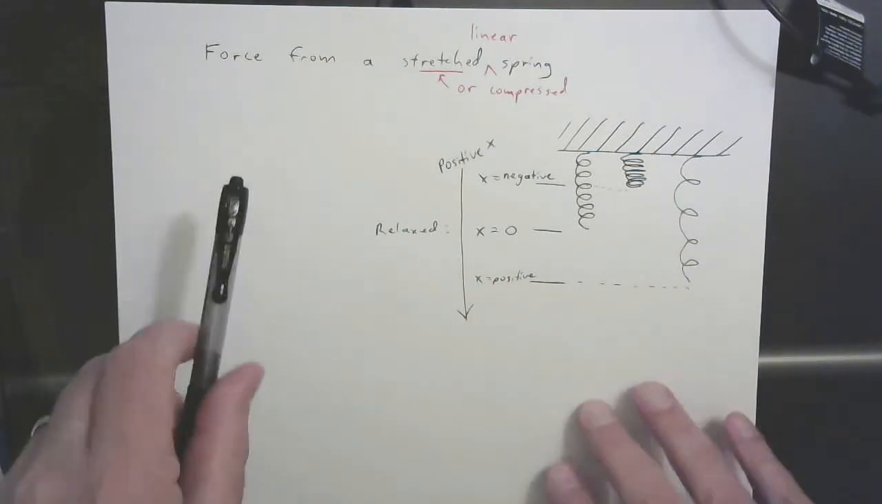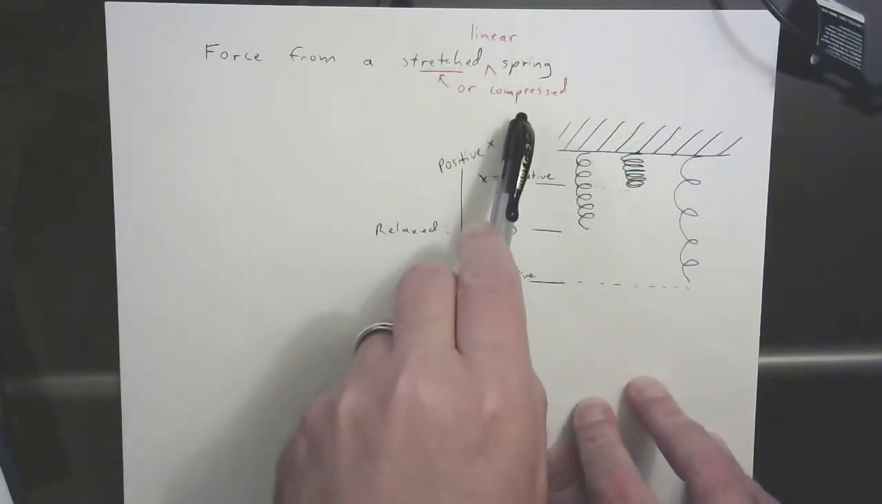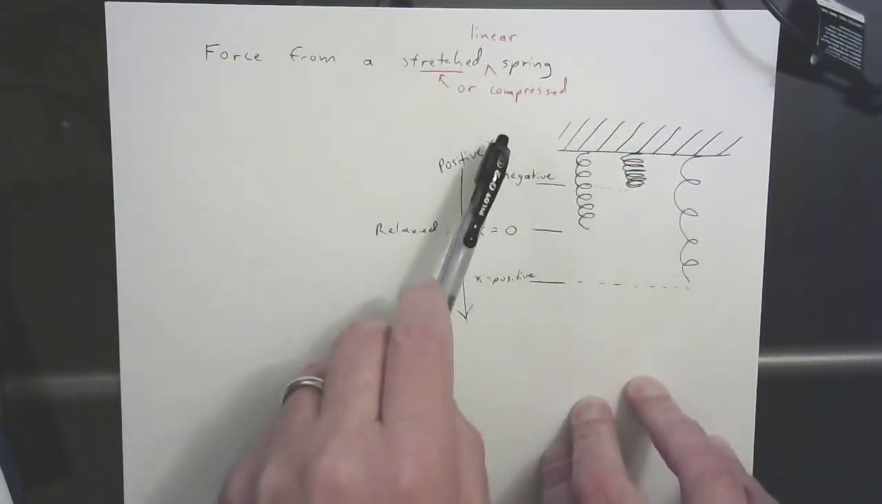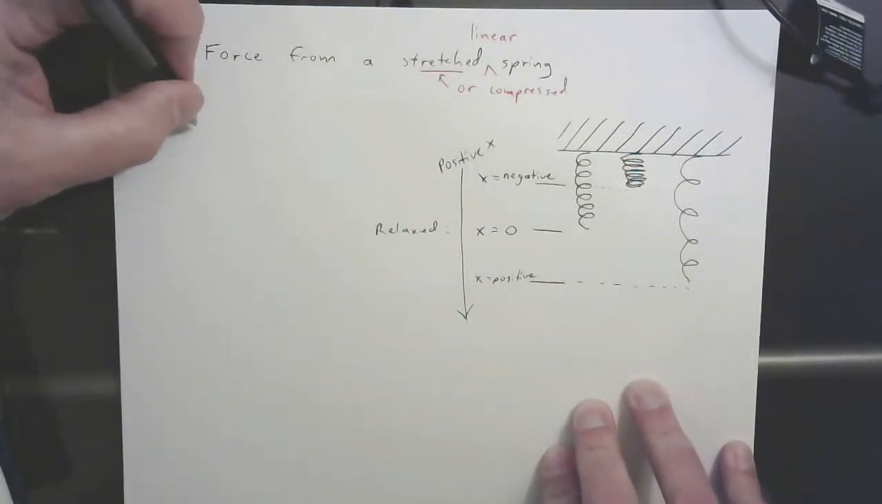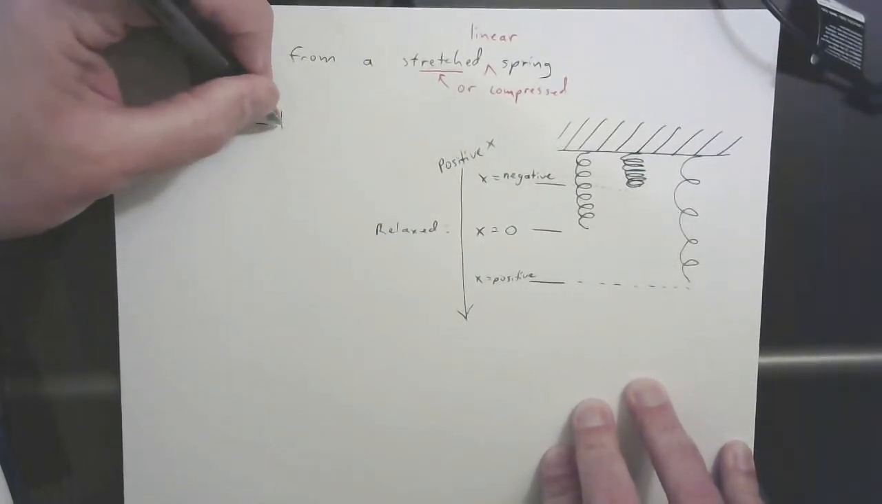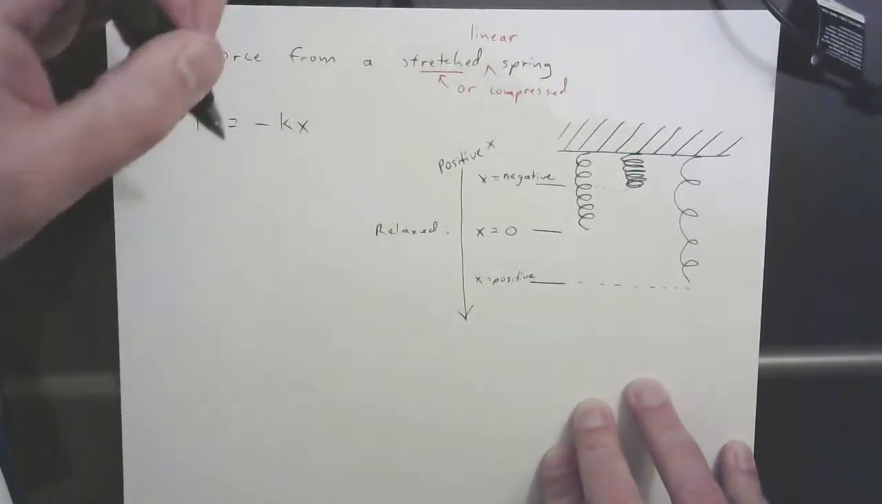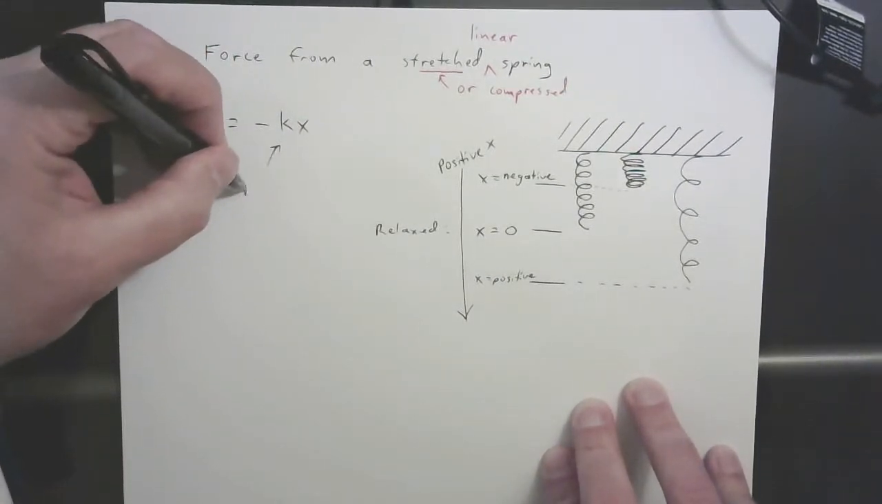All right, so what we're looking at on this page is, let's just start over with our force formula. Our force for a stretched or compressed spring that obeys Hooke's law, and another way to say that is it's linear, and another way to say that is you can write this equation. So F for force is equal to minus kx. K is the spring constant.